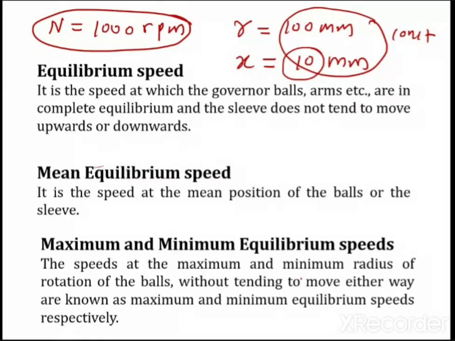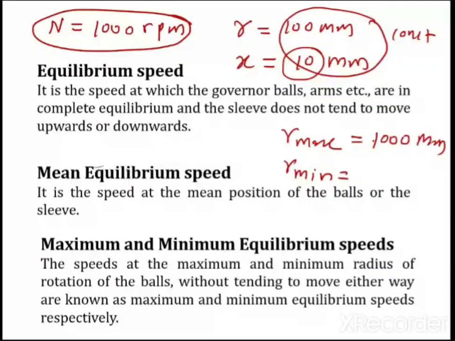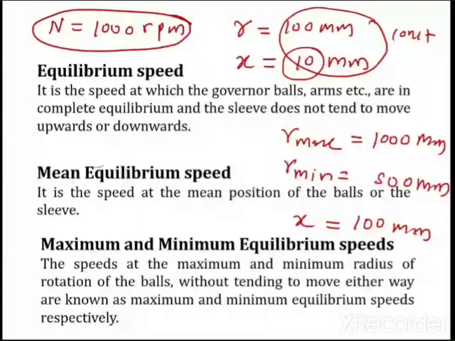And what do maximum and minimum equilibrium speed mean? Let us say R maximum is 1000 mm, and R minimum is 500 mm, and the sleeve lift X is 100 mm. When all these values are constant, that is X is 100 mm, there is no movement of the sleeve upward or downward, and your value of R is at maximum and constant, meaning it neither increases further above 1000 nor decreases below 1000, then that position is called the maximum equilibrium position.